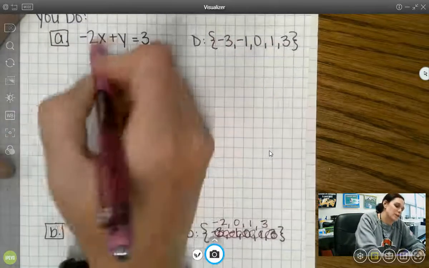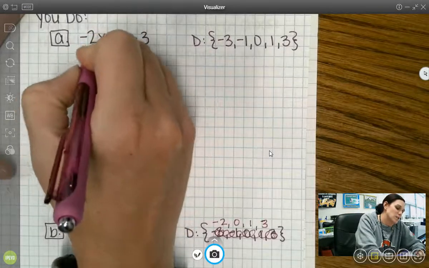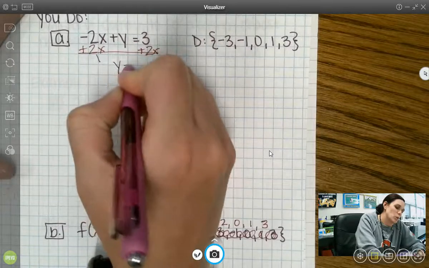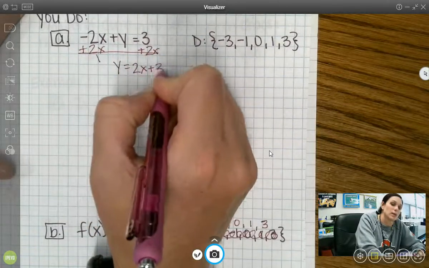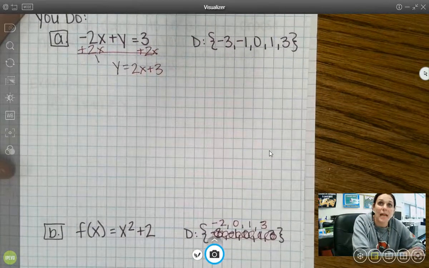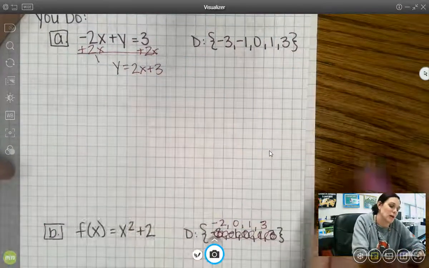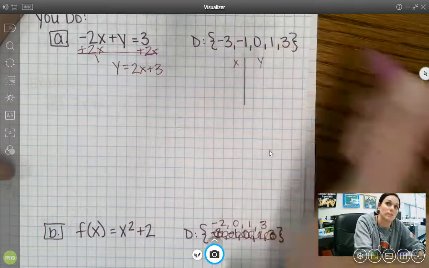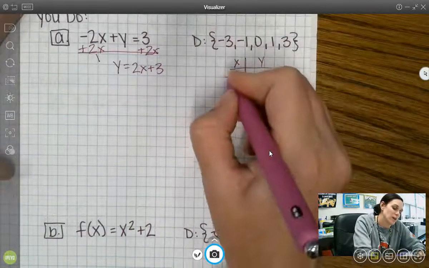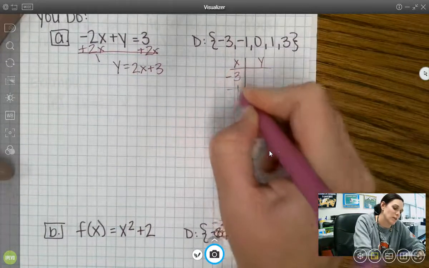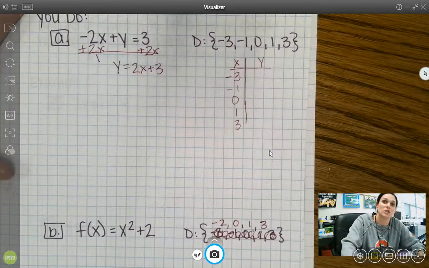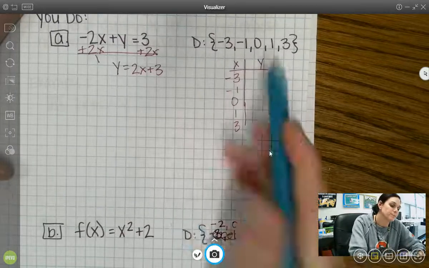So when you rearrange this, we should have had plus 2x on both sides, which would have gotten me y equals 2x plus 3. Now that I have each of those in, I need to plug in all of these domain values. So my x value and my y value. My x value, they told me -3, -1, 0, 1, and 3. I'm going to take each of these values and plug them in.